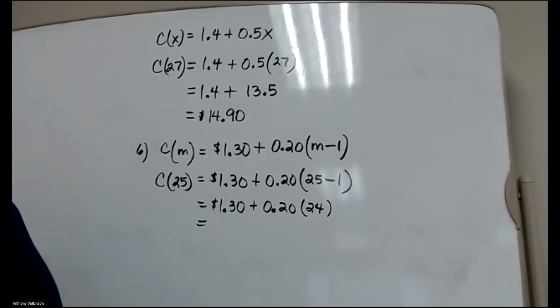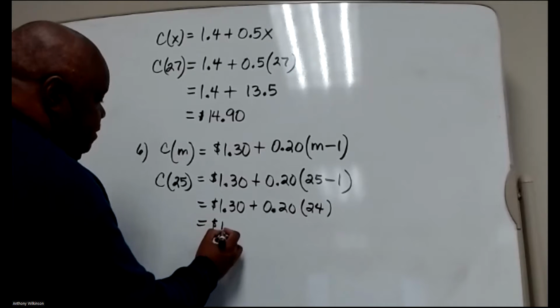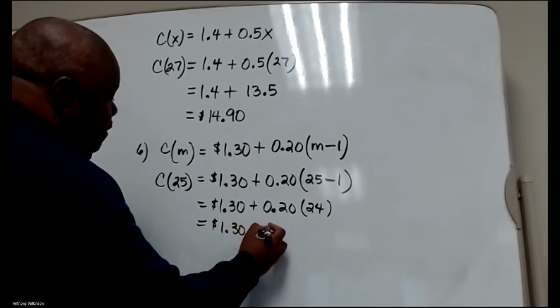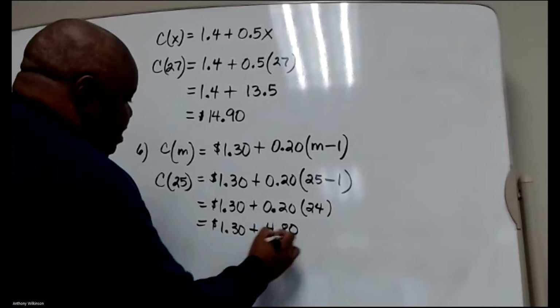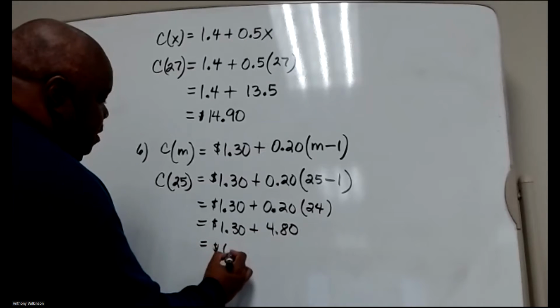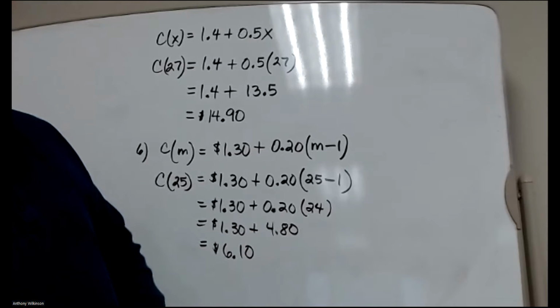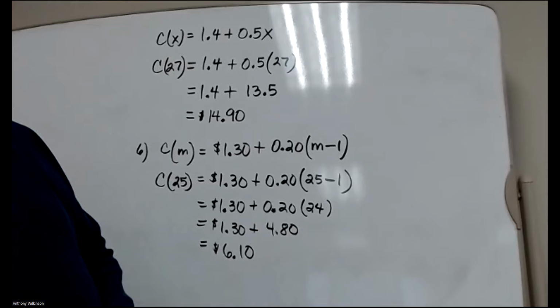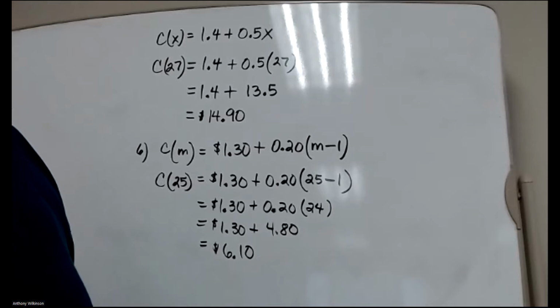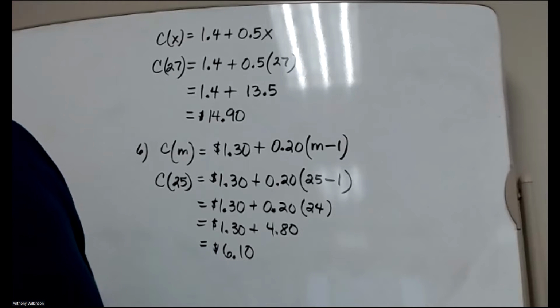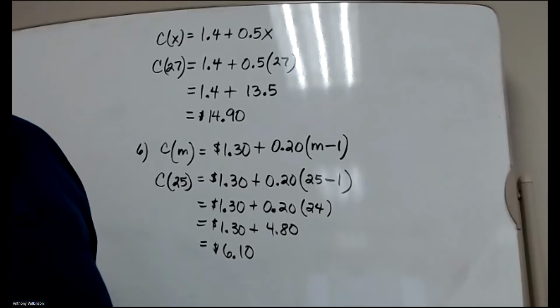And then we go ahead and simplify this. I'm going to do 0.20 times 24. That would be 4.80 or $4.80. And $4.80 plus $1.30 is how much? $6.10. So that would be the cost of a 25-minute call. All right. Questions on example 6?